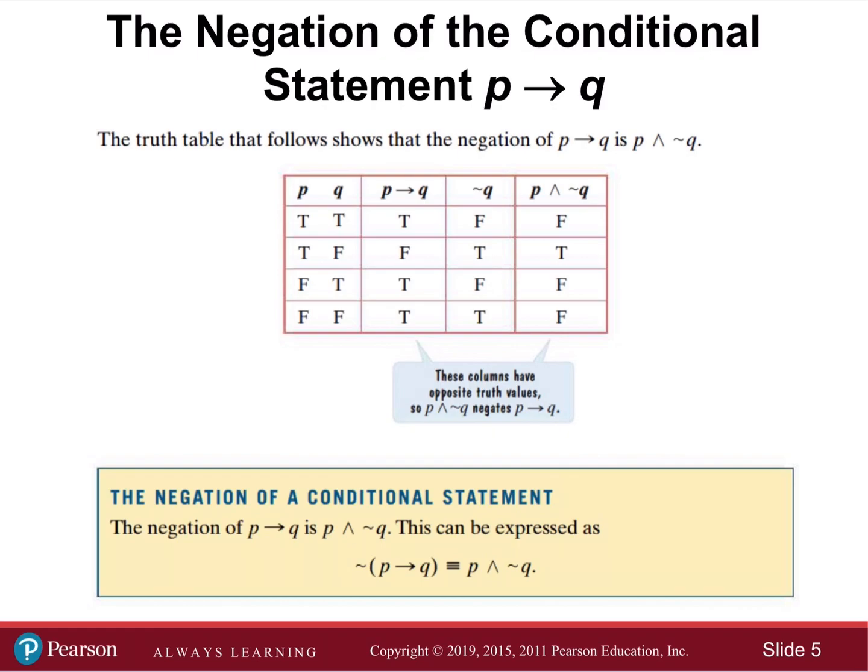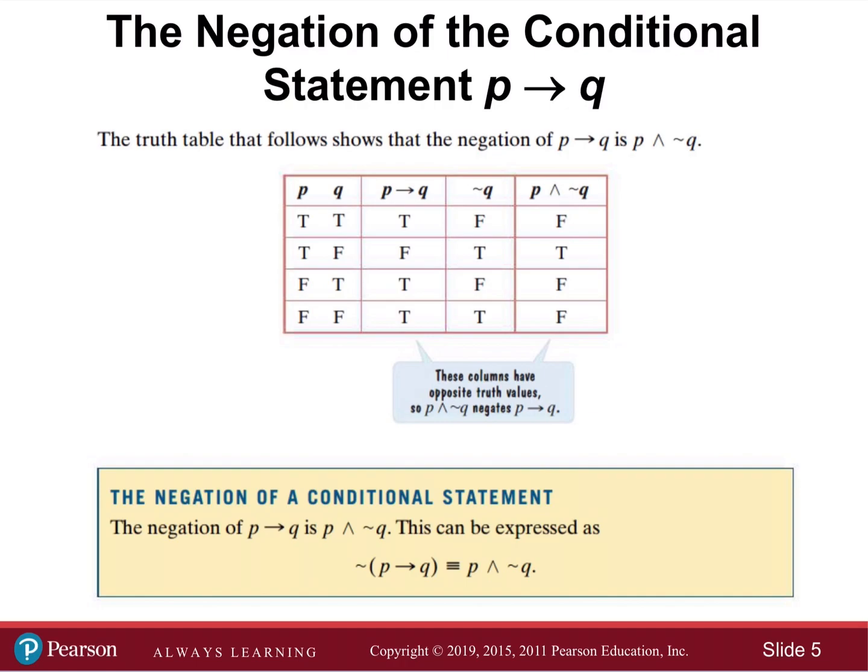The negation of a conditional statement, P implies Q. The truth table that follows shows the negation of P implies Q is P and not Q. So we have our two simple statements with our 4 rows. P implies Q is always true except true implies false. We see it here. And the negation means that our final column needs to be the opposite. So they went on and did not Q. And then if we say P and not Q, we get false, true, false, false. That confirms that it is indeed the negation. So these columns have opposite truth values. So P and not Q negates P implies Q.